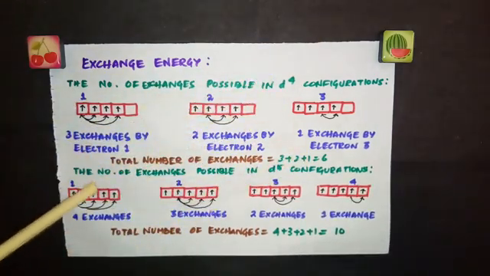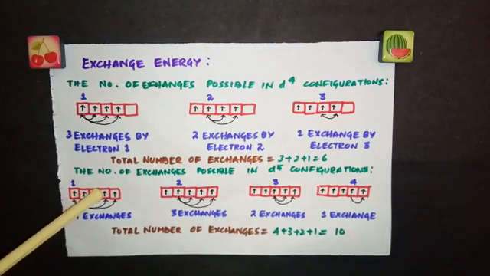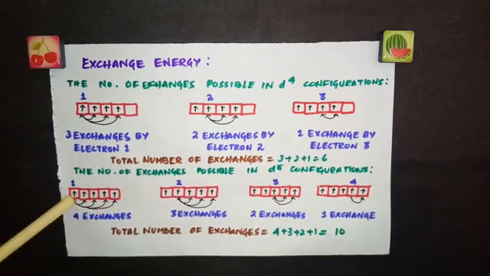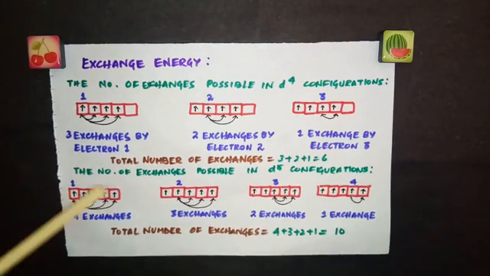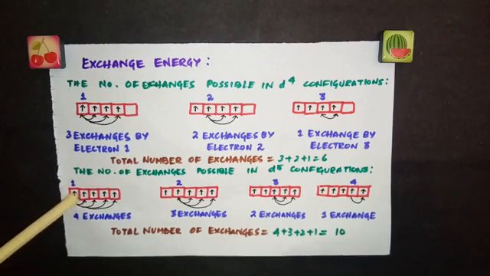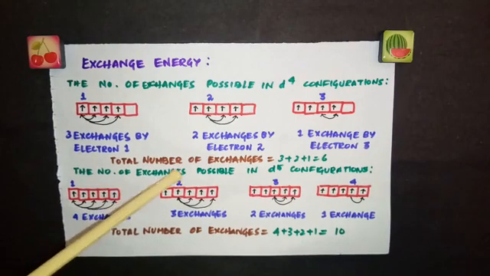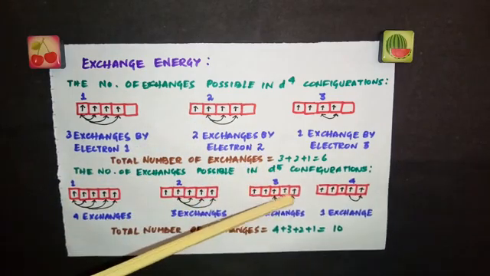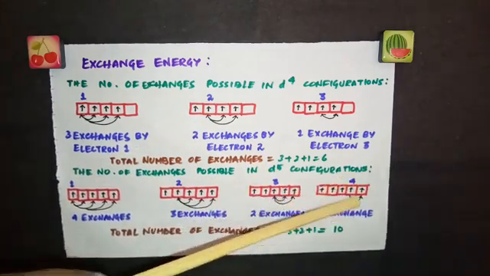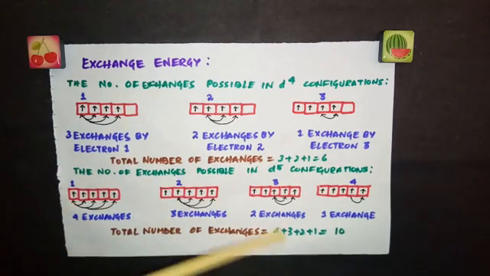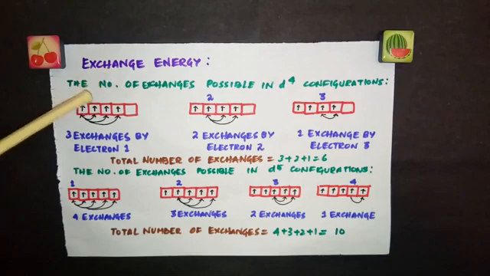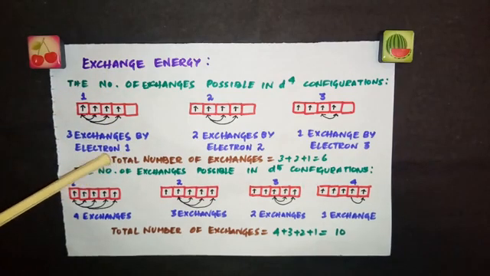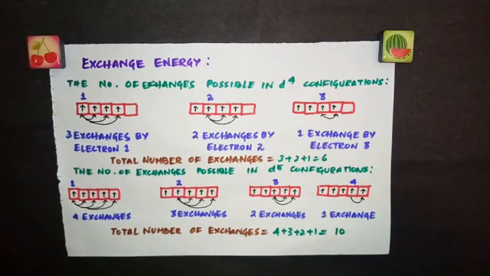Now coming to the number of exchanges possible in d5 configuration. So there are 5 electrons, 1, 2, 3, 4, 5. For the first electron there are 4 exchanges possible, and for the second electron 3 exchanges are possible. For the third electron 2 exchanges, and for the fourth electron 1 exchange. So the total number of exchanges is equal to 10. So for d4 configuration, exchanges possible are 6. Here the exchanges possible are 10.